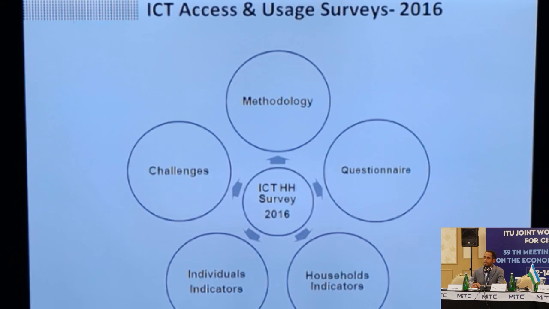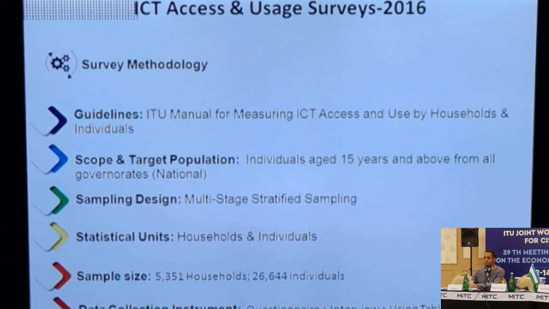So let us now talk about the latest survey which we have done in 2016. We'll go through these items: methodology, questionnaire, and results related to individuals and household, then challenges. Coming to the survey methodology, we are following the ITU manual for measuring ICT access and usage, which is the guideline for the sector. We are also covering other indicators related to our interest in ITA.